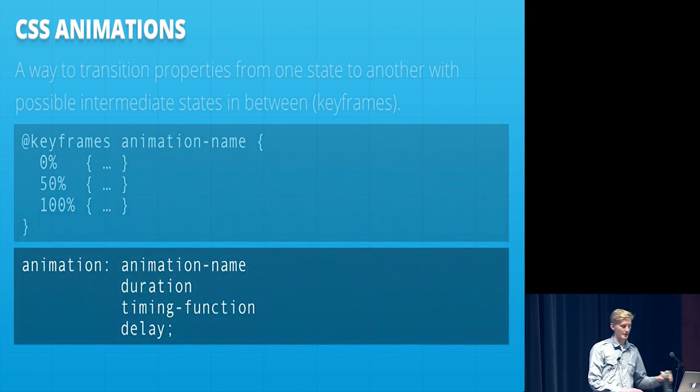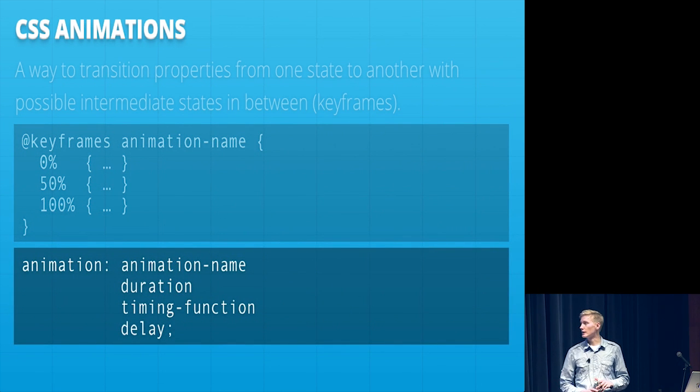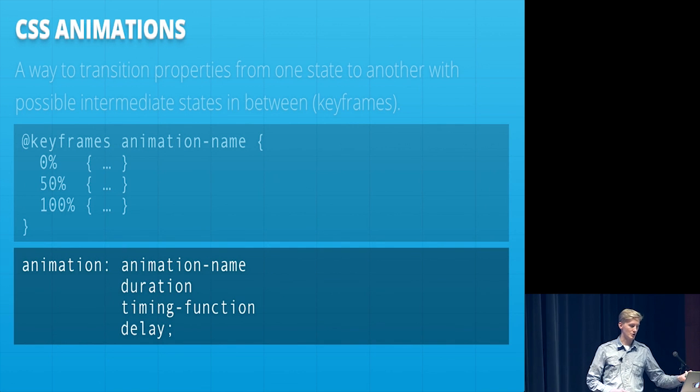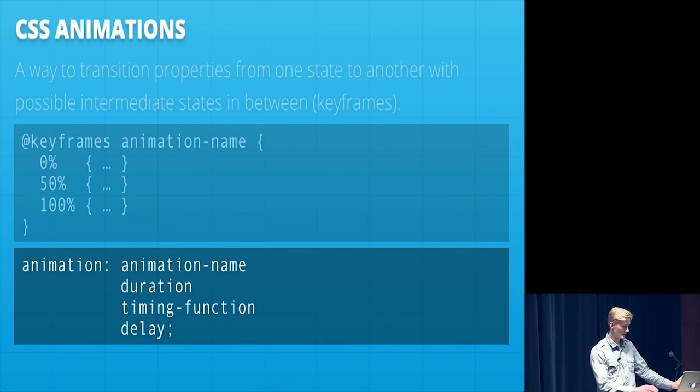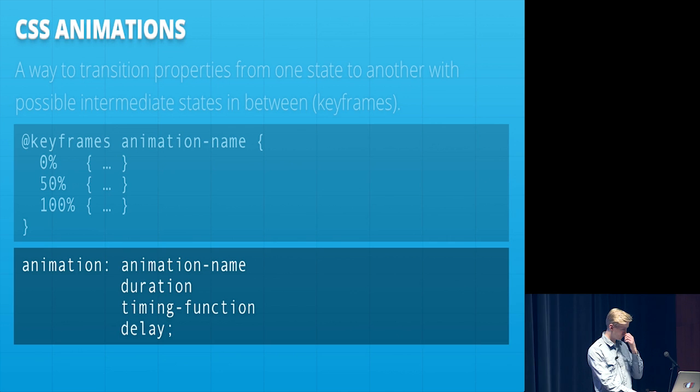And how you trigger the animation is with this syntax. It looks pretty much like a transition. So you have the name, which specifies the properties that you want to animate there, and duration, timing function, delay, similarly.